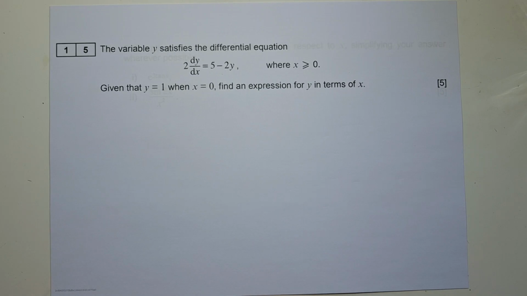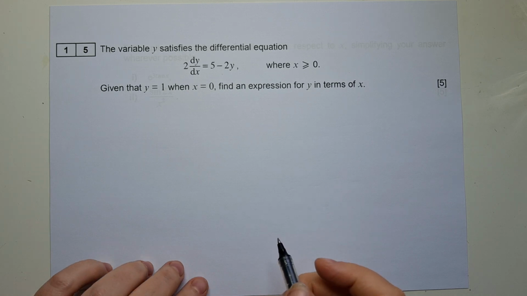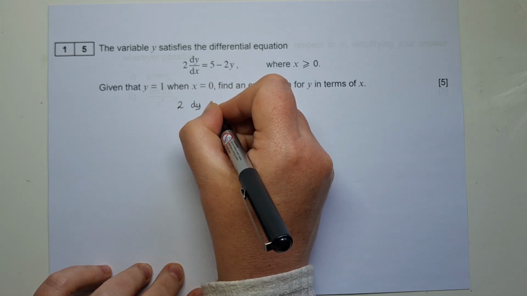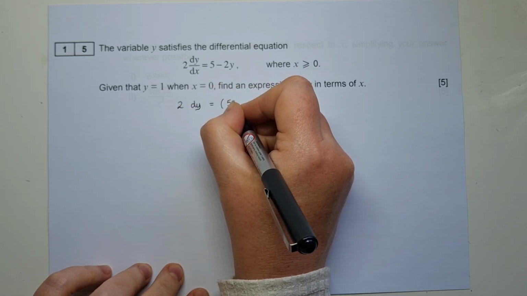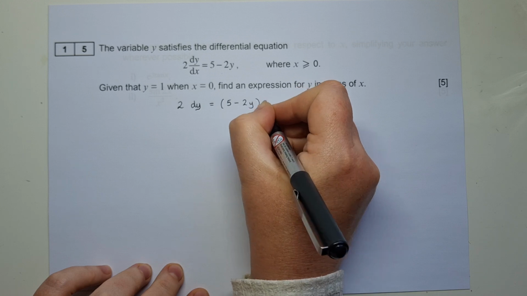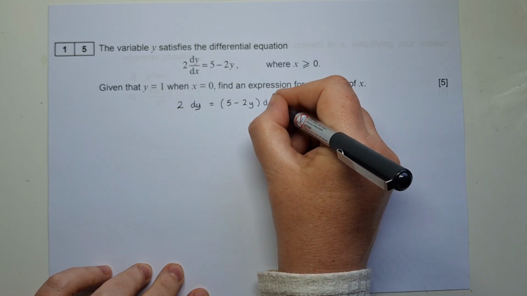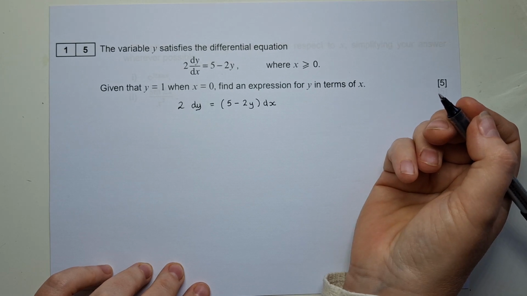Question 15. The variable y satisfies the differential equation 2 dy by dx equals 5 minus 2y. Okay, so we need to solve this. So take your dx off the bottom. It's the only term on the left-hand side, so we can immediately start to separate the variables.